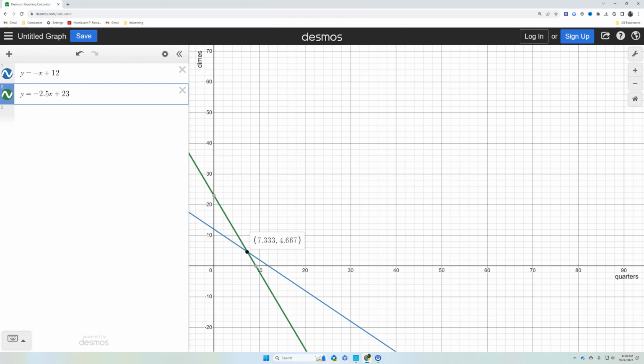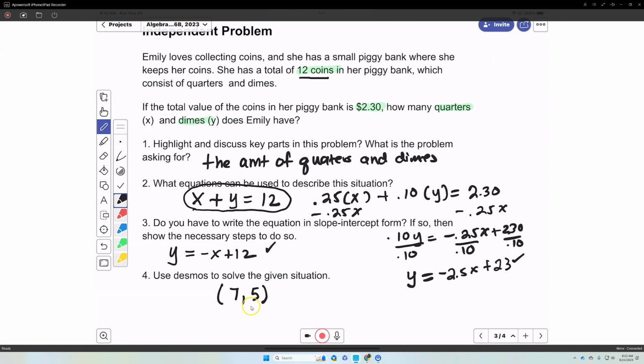Let's go ahead and check this. Okay, for this problem, our solution will be 7 quarters and 5 dimes. And I'm here to tell you that if you check it, I'm not sure if it's going to come out correct with $2.30. So just for the sake of going through the process, let's just assume that 7, 5 is the answer. So the number of quarters that she has is 7, and then the number of dimes is 5.